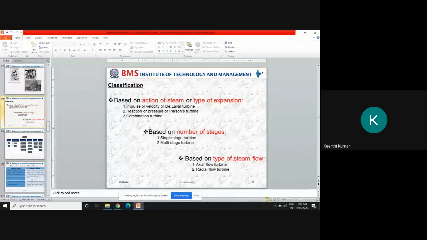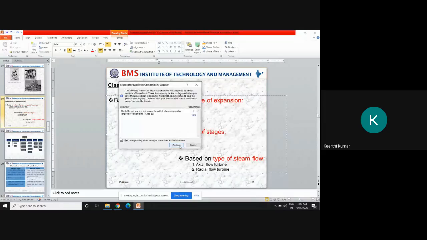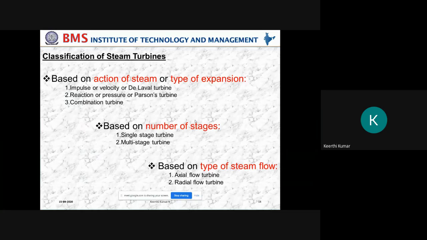Here, now I'm going to explain about the classification of steam turbines. How the steam turbines are classified? There are so many headings under that. The first very important thing is based on the action of the steam or type of the expansion. Type of the expansion means how the steam is going to expand on the blades of the turbine. So based on that, it is going to classify.